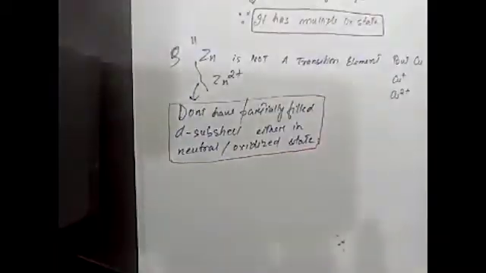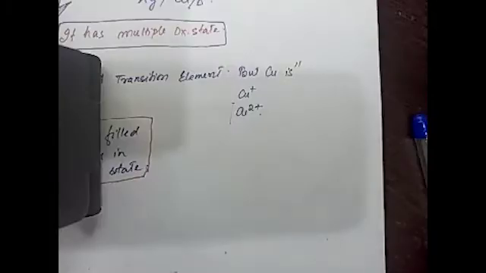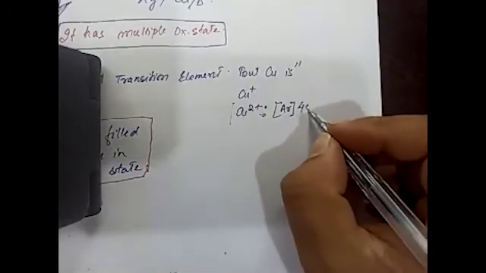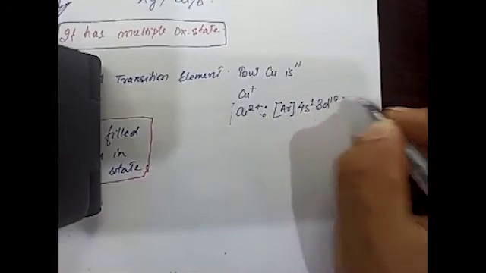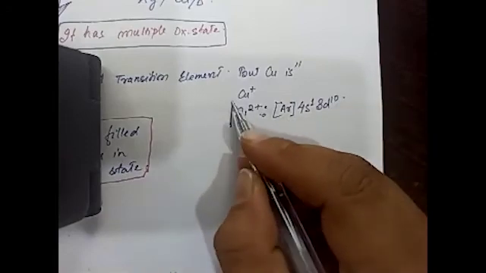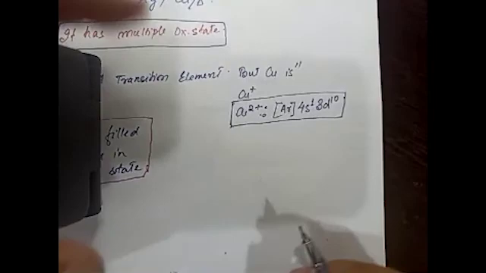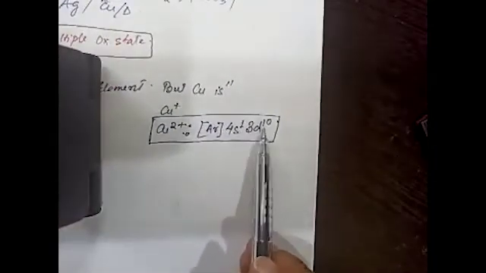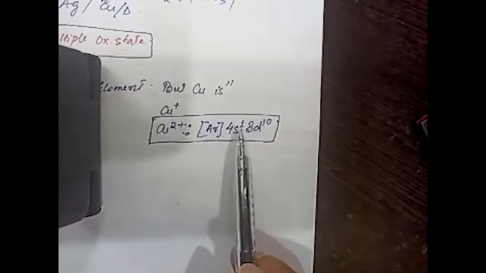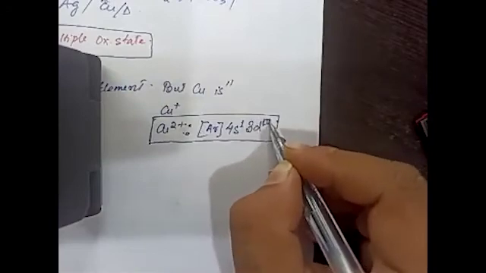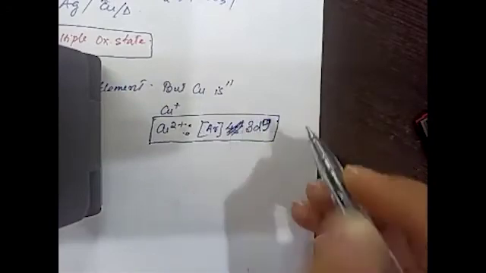But talking about copper, it has. Copper 2 plus, what is the configuration? Argon 4s1 3d10 is for copper plus. For copper 2 plus, it will not be 4s1, it will be 3d9, which is a partially filled d orbital.